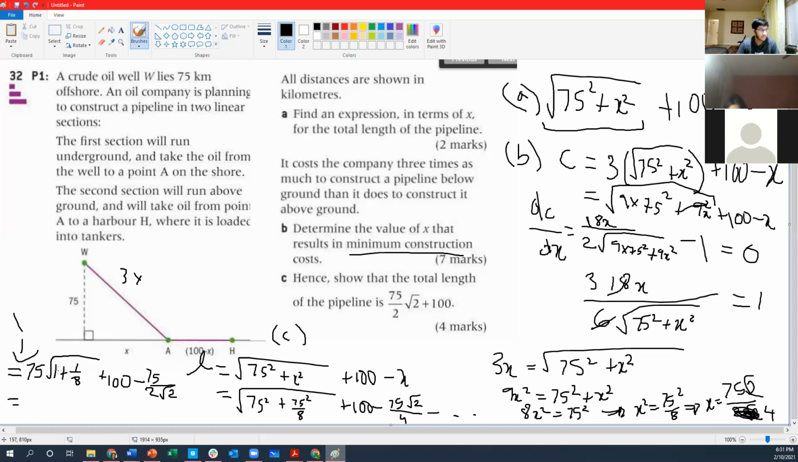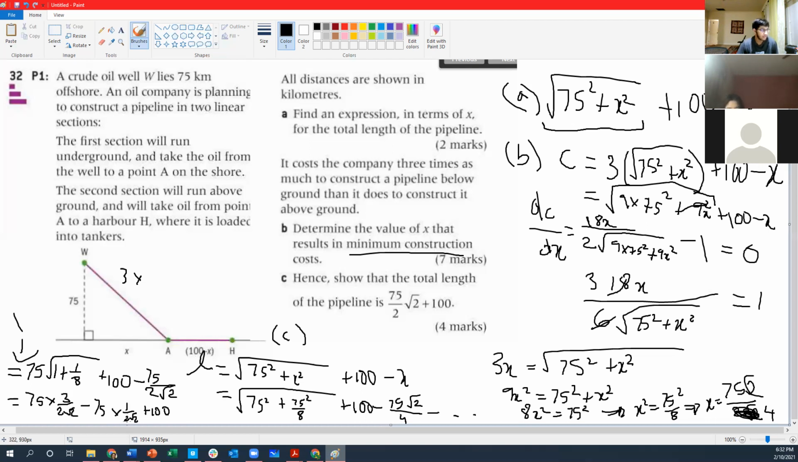So if we simplify what's in the radical, what do we get? We're going to get 8 out of 8 plus 1 out of 8, which is 9 out of 8. If you take the square root of 9 out of 8, you have 3, so 75 times 3 over square root of 8. And square root of 8, as we said, happens to be 2 root 2. So now we have 75 times 3 over 2 root 2 minus 75 times 1 over 2 root 2, and then the plus 100.